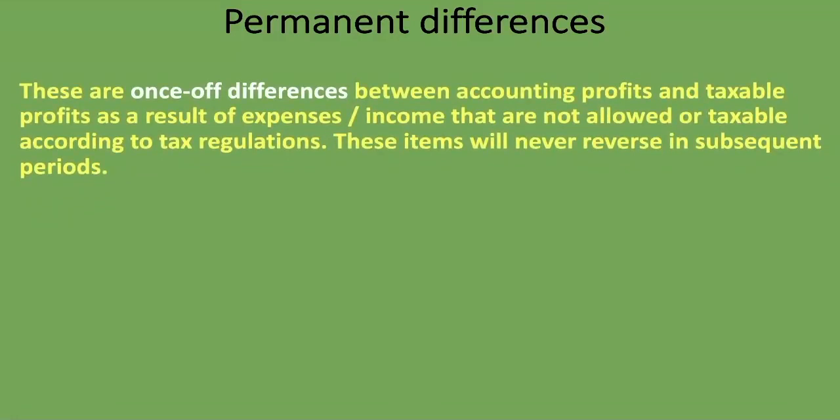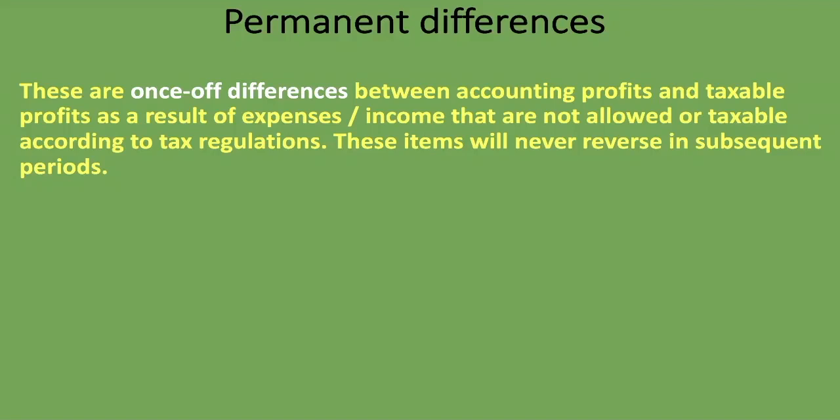Now, what are permanent differences? Let's first look at permanent differences, which are very easy to deal with. In fact, when you have permanent differences, then you don't have deferred tax. These are one-off differences between accounting profits and taxable profits as a result of expenses or income that are not allowed or taxable according to tax regulations. These items will never reverse in subsequent periods. And that is why it's a once-off difference, because it will never reverse in the periods to come.